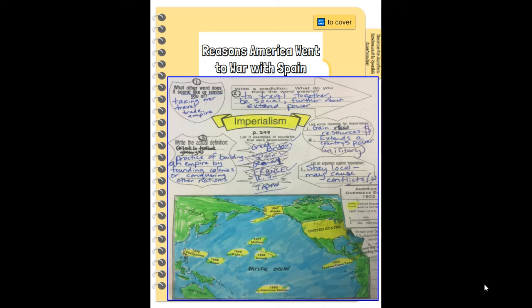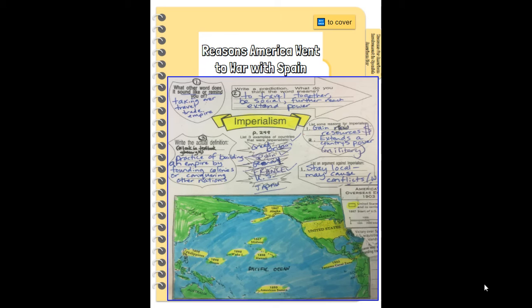So if we write the actual definition, this is the definition that came from our U.S. history textbooks. It's the practice of building an empire by founding colonies or conquering other nations. So if we look at some examples of countries that were imperialistic, who were building empires in other nations, Great Britain had been doing this.